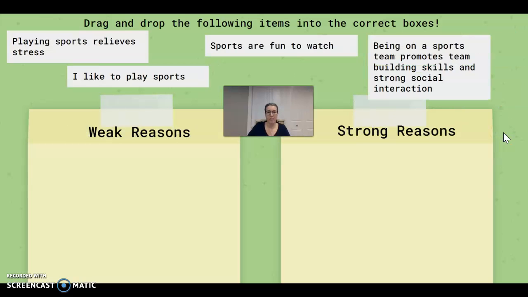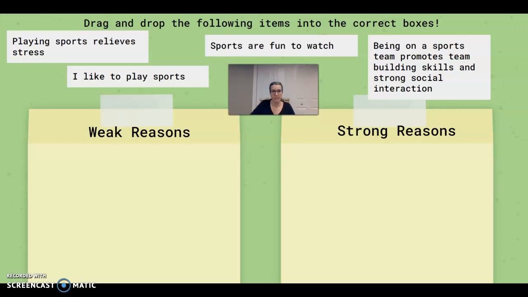And lastly, we have weak versus strong reasons. So when you're reading these, think, is this something that would most likely convince someone or not? Is this important to people or not? Can it be supported with evidence or not? That will help you decide whether it is a weak or a strong reason.